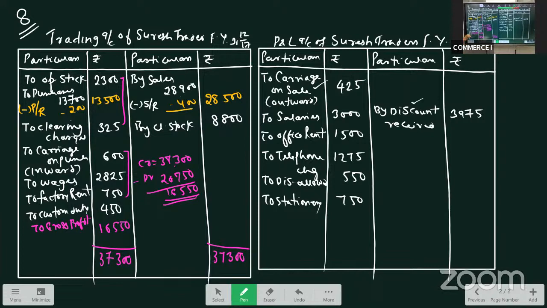Where will we take this gross profit to? We will transfer it to profit and loss account. Right? So this item I'll take on the credit side here, by gross profit brought down, 16,550. Okay. Now we have to balance the P&L account. So let us see how it would appear.